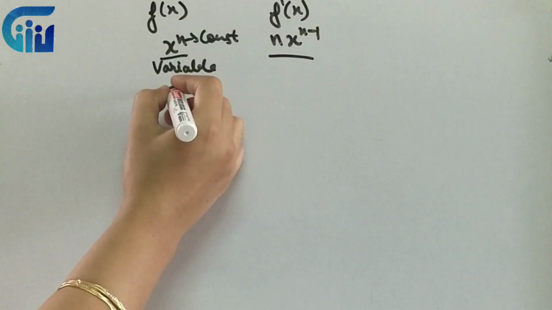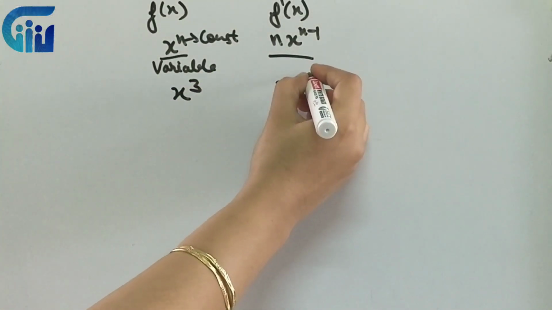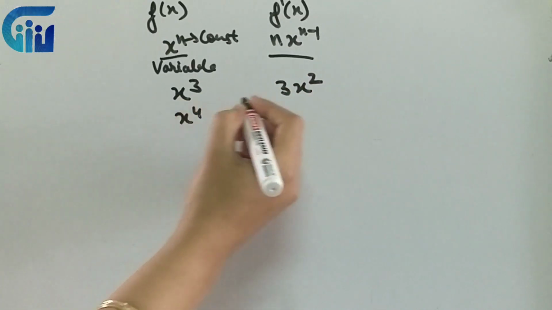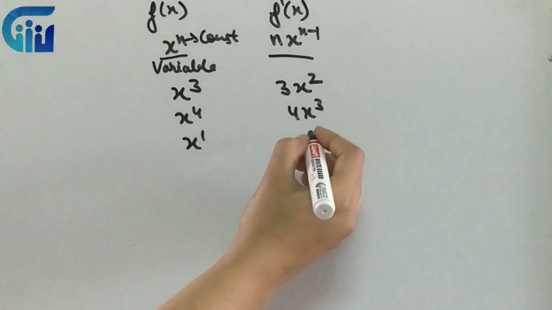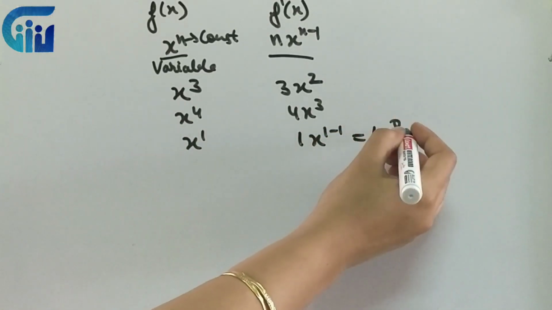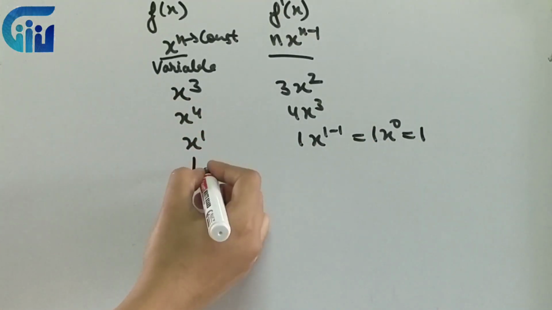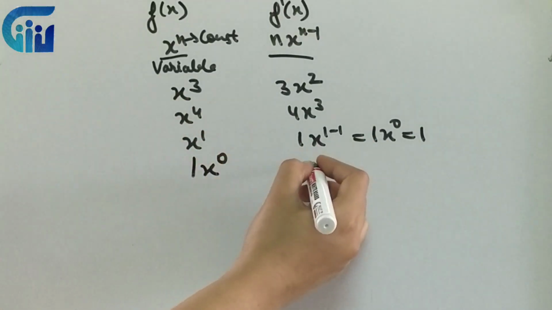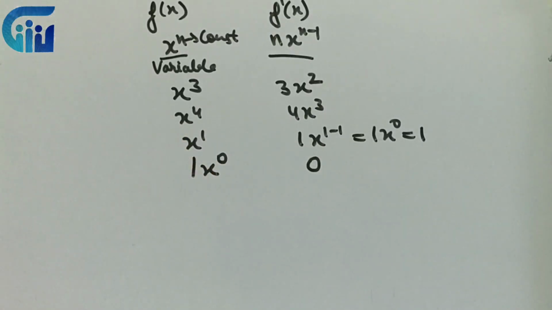So it means, if it is x cube, the derivative is 3x to the power 3 minus 1, that is 2. If it is x to the 4, the derivative is 4x cube. Whenever it is x, the derivative will be 1x^(1-1), that is 1x^0, which is 1. So whenever we have a constant, meaning x to the power 0, what will be the derivative? 0. So the derivative of a constant is always 0.